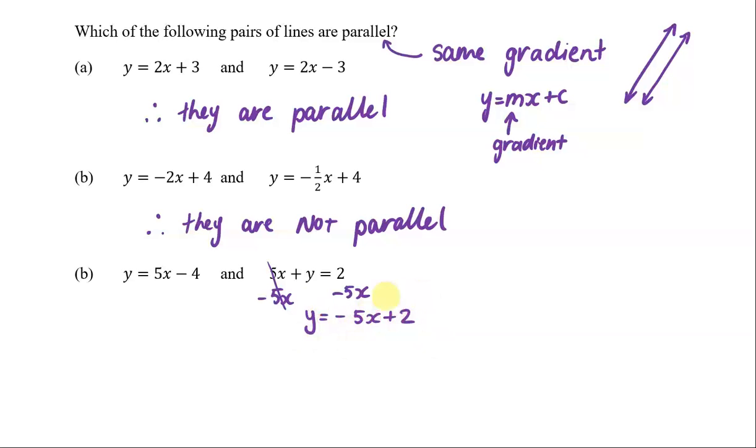Now that this is in the general form for the equation of a line, have a look at its gradient. It's minus 5, whereas this line has a gradient of positive 5. So that's quite tricky, but they're not parallel. This one has a positive 5 gradient and this one has a negative 5 gradient. So because they're not exactly the same, these two lines are not parallel. You've got to make sure that your equation is in the general form y equals mx plus c before you can read the gradient from that equation.